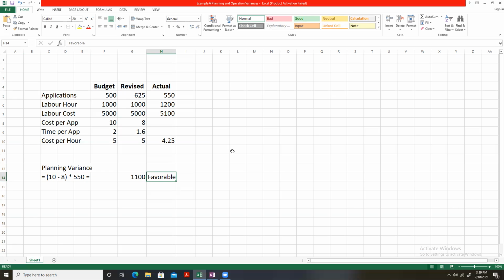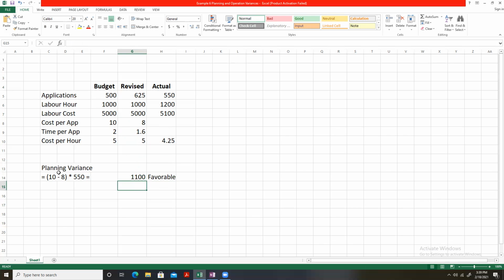Favorable, why is it favorable? Because the cost has reduced. Originally we anticipated that the cost would be $10 per hour according to the original budget, but the cost has reduced to $8 per hour instead of 10. This is a profit, so this is something favorable.